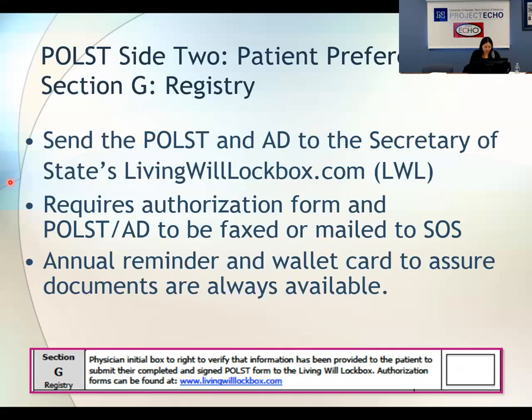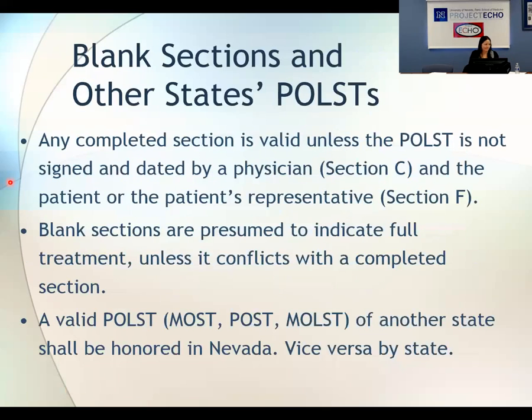So section G is registry. Send the pulse and advance directive to, again, the livingwilllockbox.com. Requires authorization form and pulse or advance directive to be faxed or mailed to SOS, the Secretary of State office. Annual reminder and wallet card to assure documents are always available. So there's a $5 charge when you send in your pulse form, but you get that wallet size card stating that you do have a pulse form. But it doesn't have to be submitted to get that. As long as it's signed and dated, it stays with you wherever you go. The physician has signed it. You put it in your medical records. So that's just an option to you to have.